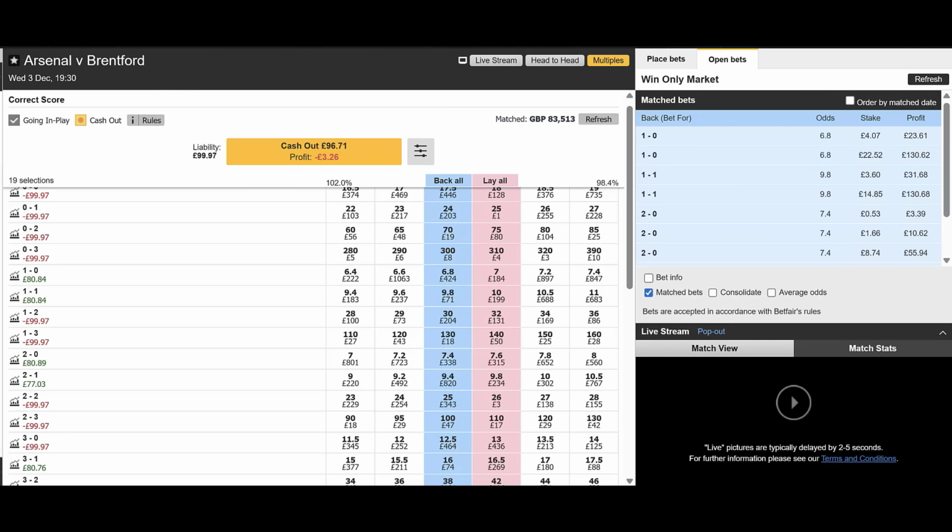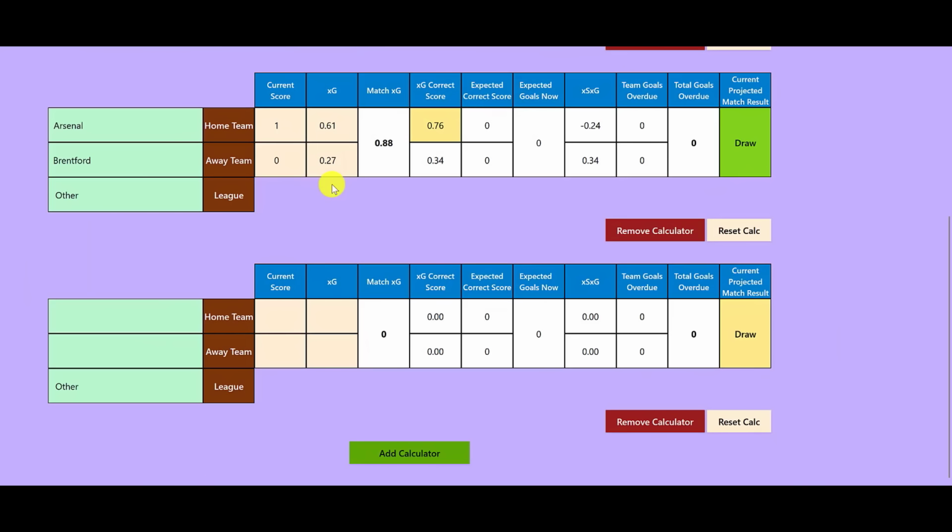It's Arsenal against Brentford from the Premier League. So half time, it's Arsenal 1, Brentford 0. It's going according to plan, but we're looking at the XG numbers that have been plugged in. Arsenal winning, it's not too convincing though, surprisingly, and current projected match result is a draw.